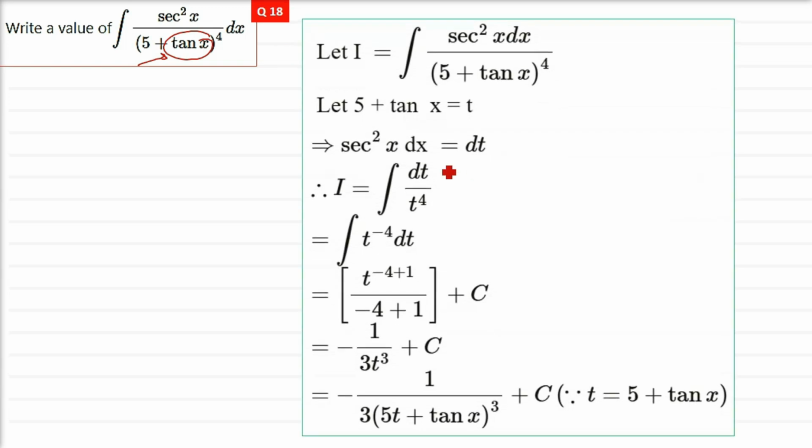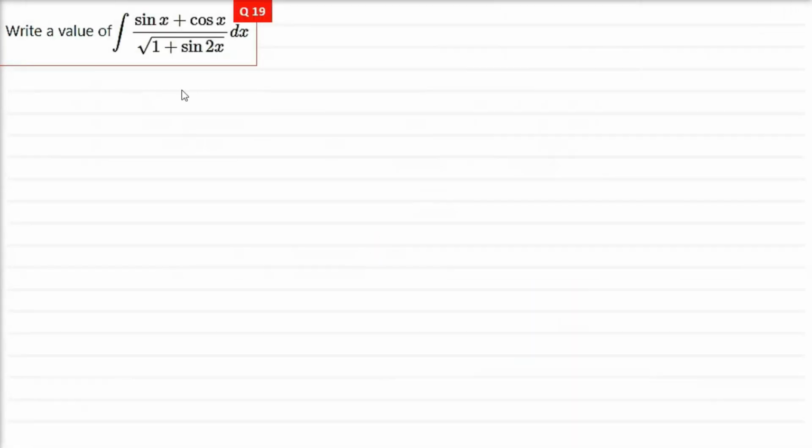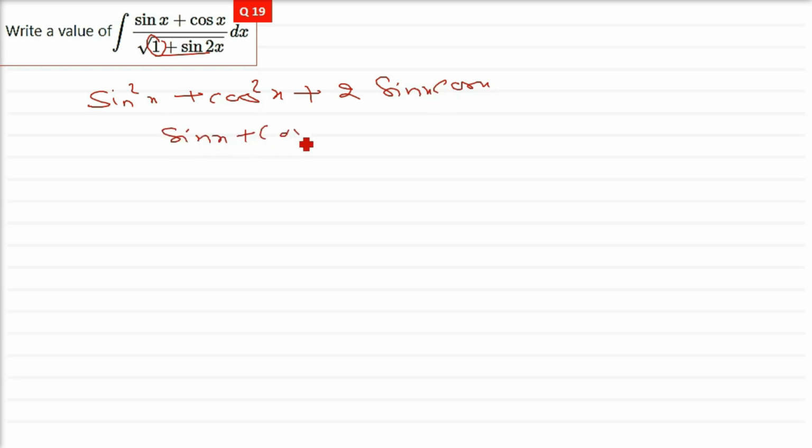So the solution is in front of you. This is how we are going to solve it. And this is a kind of question which we have already taken care of in the earlier discussions. Now sin x plus cos x is already given to you. From that you can infer that this 1 plus sin 2x can be written in the form of sin x plus cos x, and we need to get rid of the root. 1 can be written as sin square x plus cos square x. Sin 2x can be written as 2 sin x cos x. What does it mean? It's sin x plus cos x whole square.